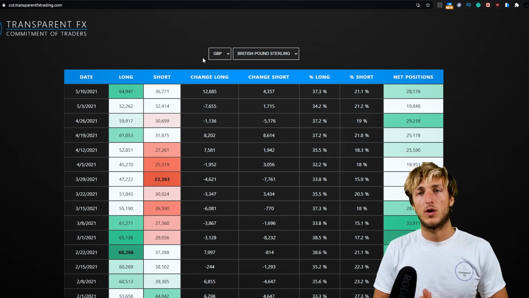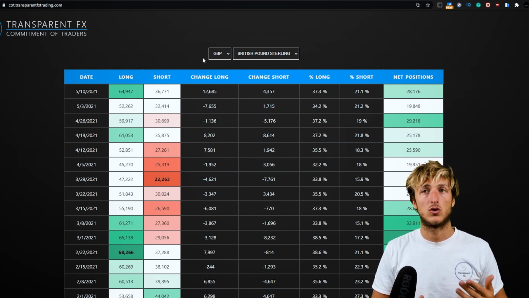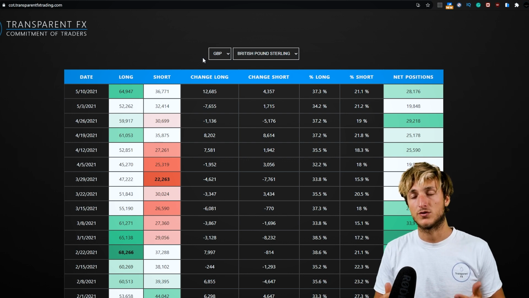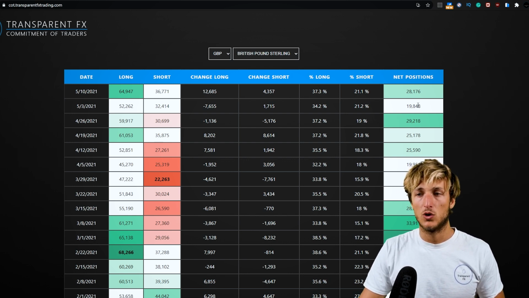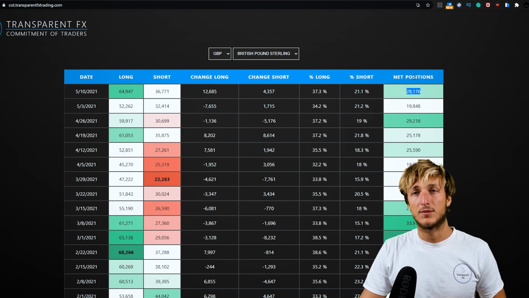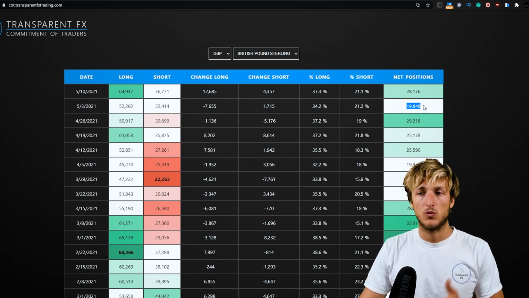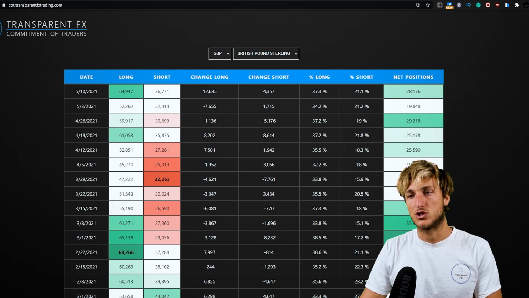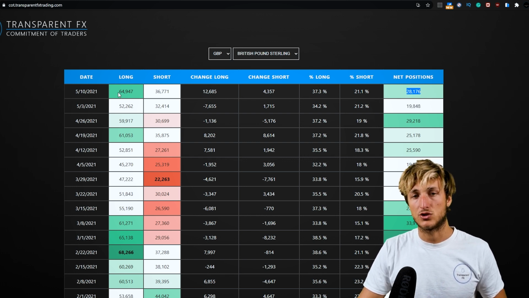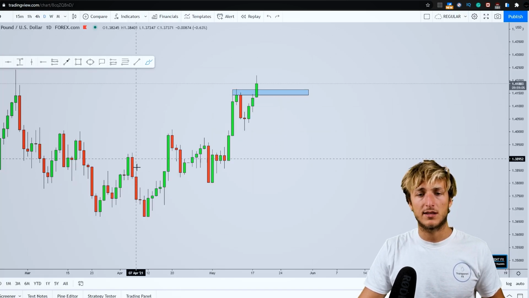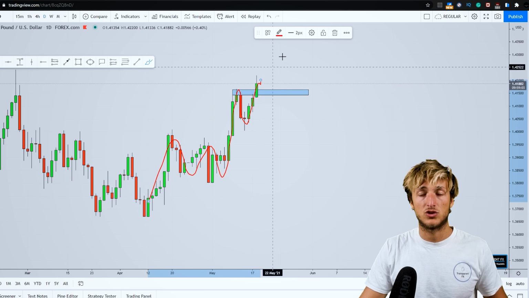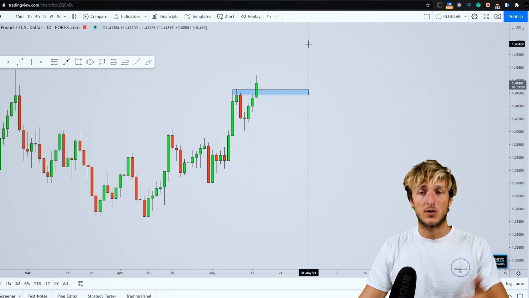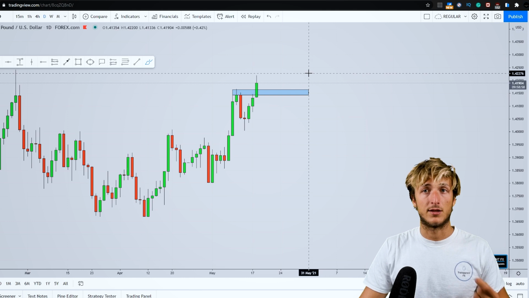Now, if we go and see what we have from a COT perspective, so commitment of traders, which is what hedge funds are currently doing in the market, we can see how with the last reports, net positions were increased. In fact, we went from 19.8K net positions to 28.1K net positions, with currently 64K longs from an institutional perspective and 36K shorts. So the pound is definitely getting quite strong, and we see that clearly reflected also in the price action, because clearly from an institutional perspective, we are seeing more longs than shorts.